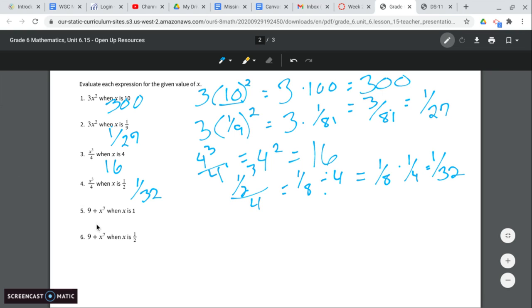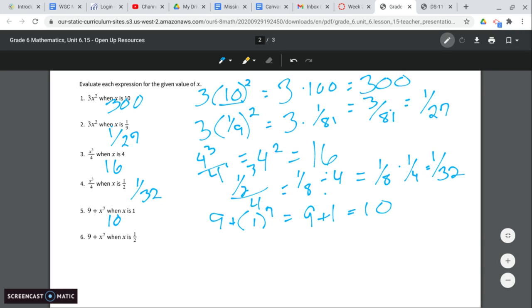All right, our next one. These have all been dealing with multiplication and division. Now we're looking at adding. So we have 9 plus x to the 7th when x is 1. So 9 plus 1 to the 7th power. Well, 1 to any power, it does not matter what the power is, is always just going to be 1, because 1 times 1 times 1, infinitely many, is always still 1. So we just have 9 plus 1, which equals 10.